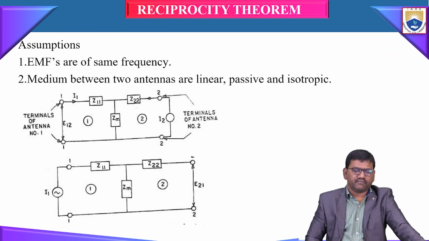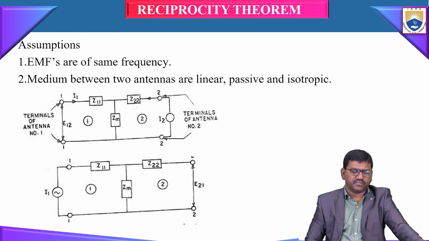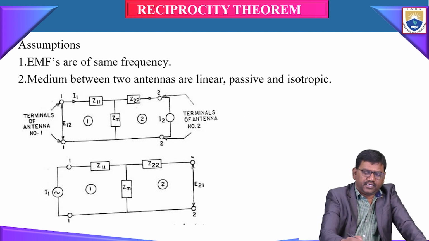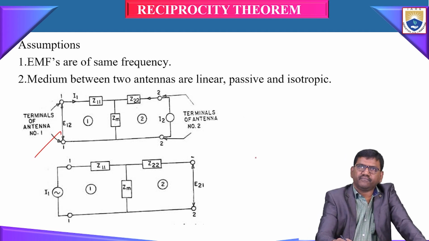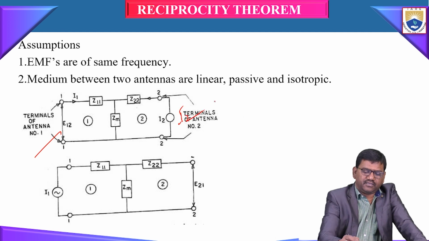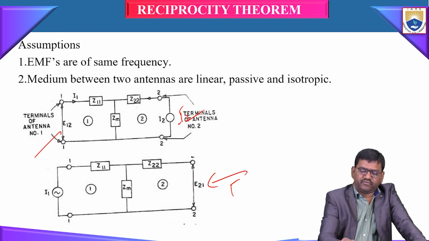These are the equivalent circuit diagrams of the reciprocity theorem. Here we apply some EMF as E12 and measure the I2 here. Similarly, we apply E21 here.